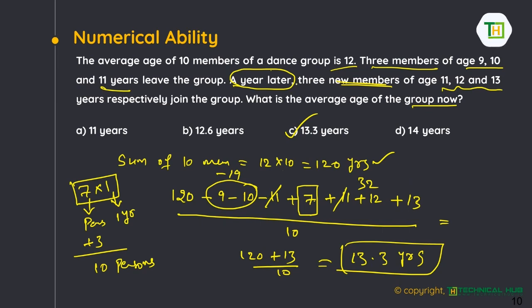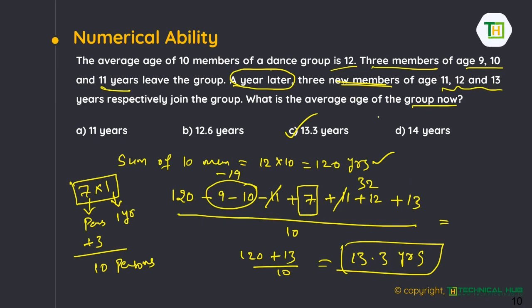After a year, 3 new members joined. Initially, once 3 members left the group, 7 members remained. For those 7 members, each person's age increases by 1 year, so the increased value is 7 plus 7. And those who were added to the group have ages 11, 12, and 13. You need to add those values.